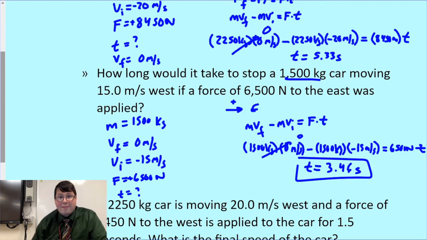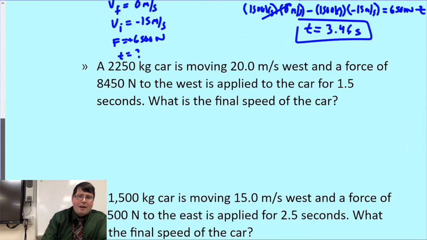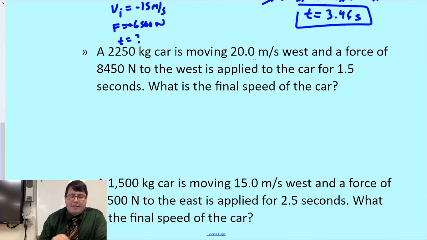Okay, so this is how to find stopping time. You can use the impulse momentum theorem to figure out how long it would take to stop a car if you apply a force, or anything really. Could be a truck, whatever you want it to be. Let's go ahead and try some different problems though. A different way you could ask a problem is to say if I have my car moving at 20 meters per second west and I apply a force to the west for 1.5 seconds, I want to now know what's the final speed of my car.